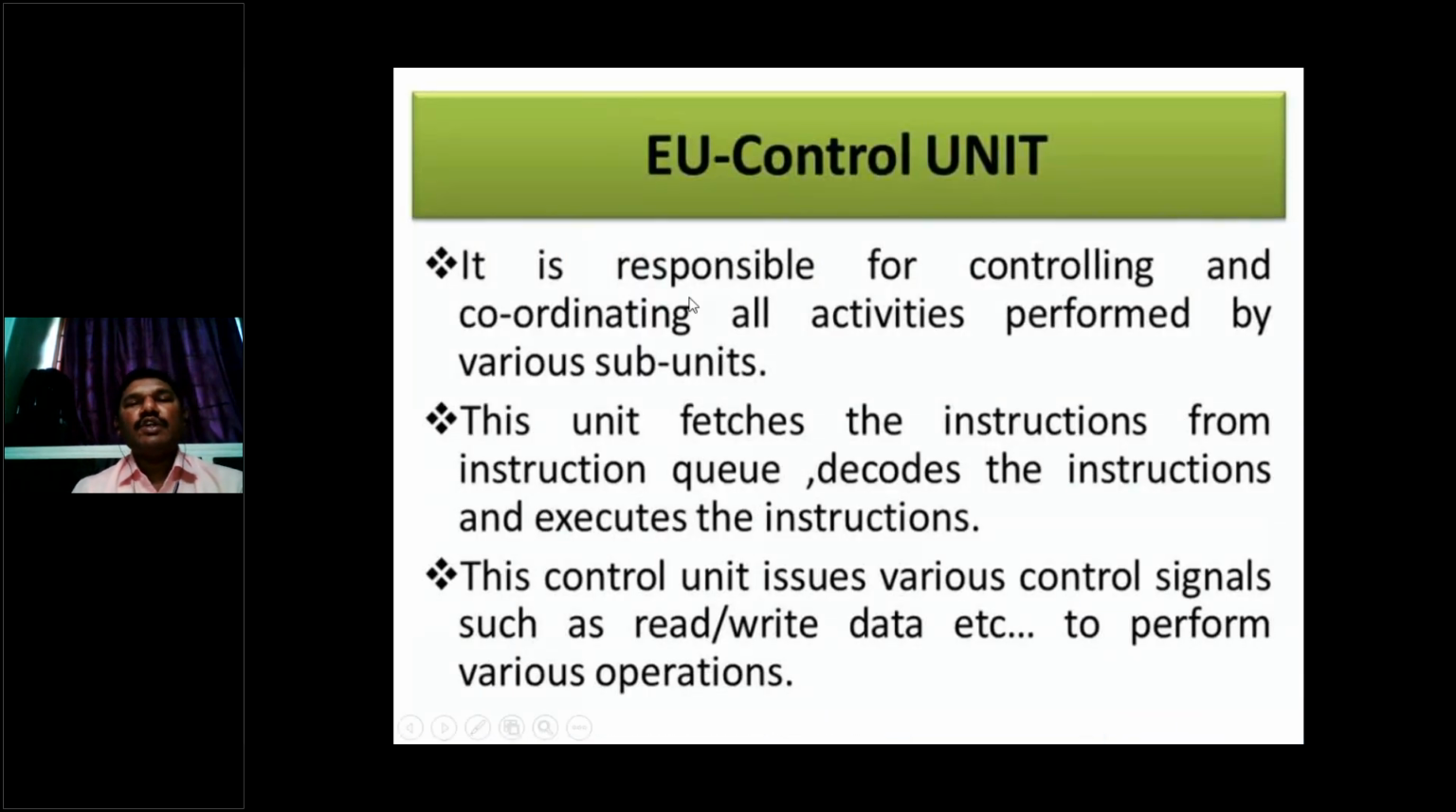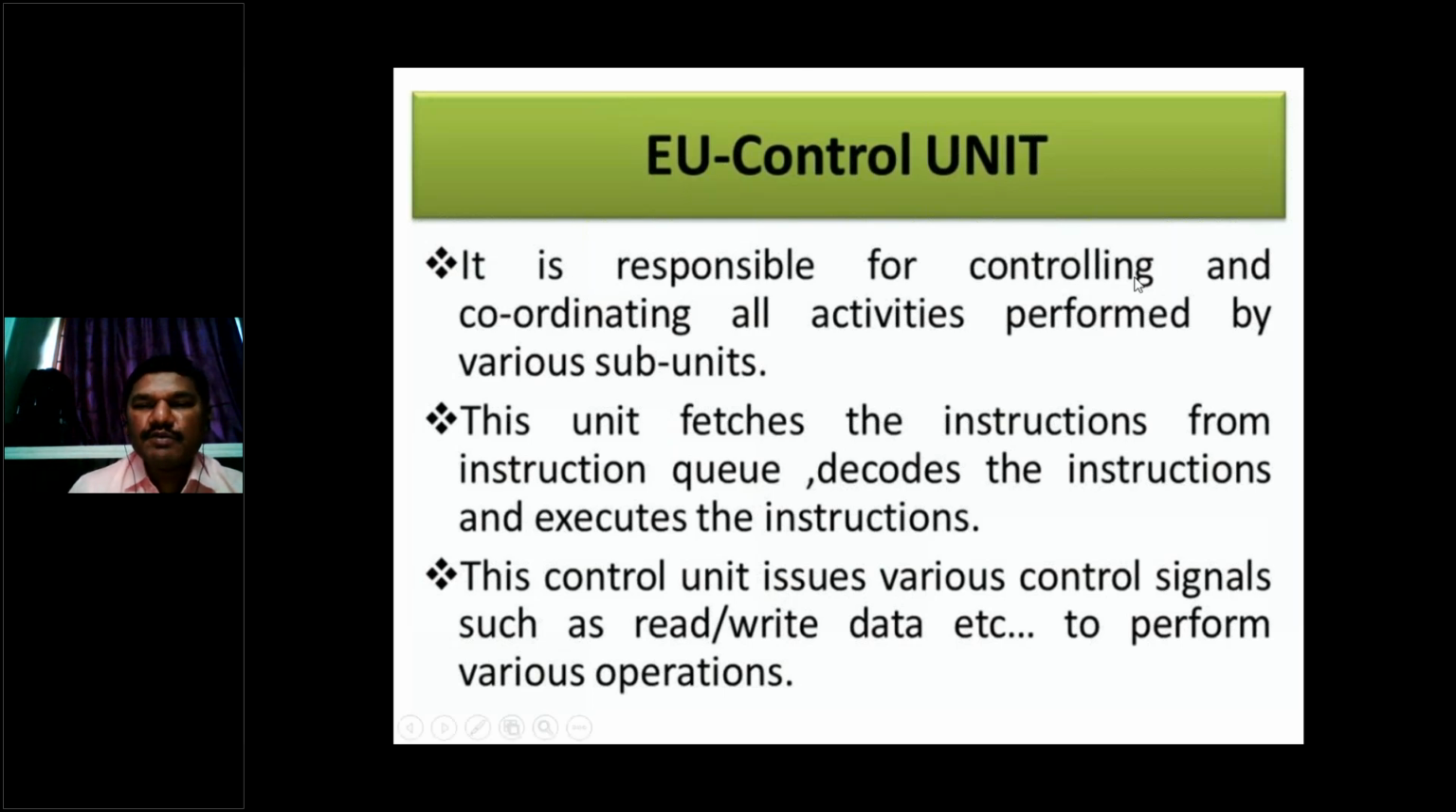Now the control unit. The control unit is a part of the execution unit. Before execution, we need some control signals, and those are given by the control unit. It is responsible for controlling and coordinating all activities performed by various subunits. This unit fetches instructions from the instruction queue, decodes them, and executes them. It issues various control signals such as read, write, data, etc. to perform various operations.